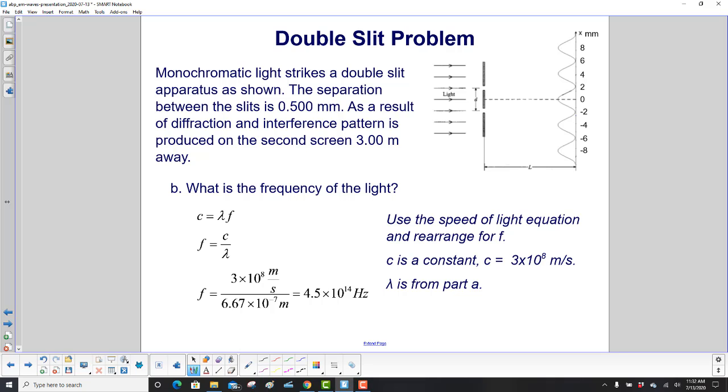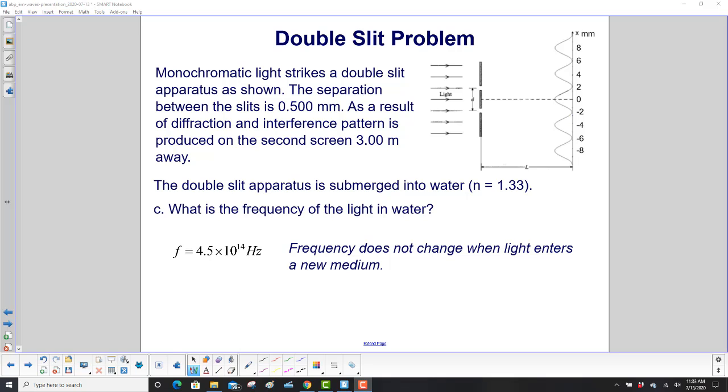What is the frequency of the light? Well, we have our speed of light equation. c is equal to lambda f. Divide both sides by lambda to isolate frequency. Put in the speed of light, which is 3 times 10 to the 8th meters per second. And if you haven't memorized that yet, it'll probably stick in your mind. We'll use it so much. And if not, you just look at your table of constants. And we found the wavelength on the previous slide. And again, we have to use meters here. Why? Because the speed of light is in meters, and you need that to cancel out. And we get a frequency of 4.5 times 10 to the 14th hertz.